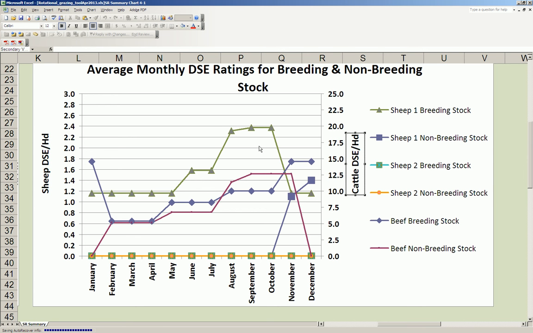So look, that just gives you a quick summary of the feed budget and rotation planner stocking rate calculator, and hopefully you'll find that useful.